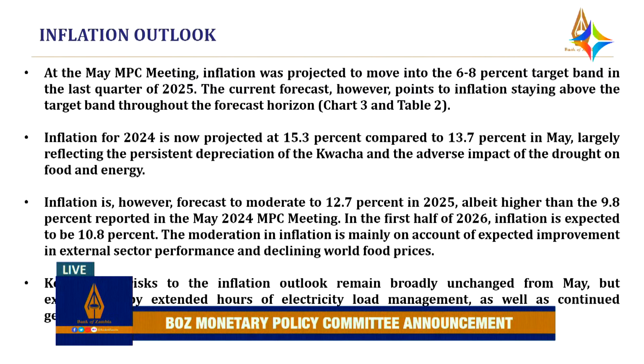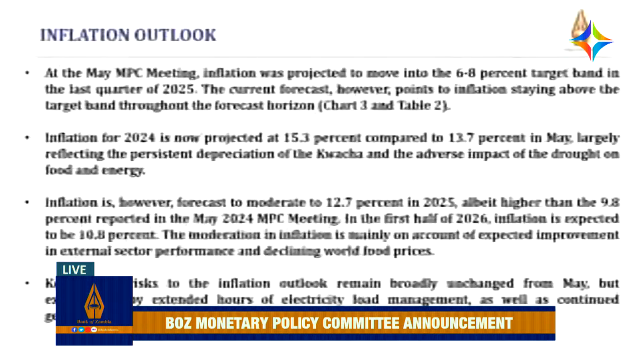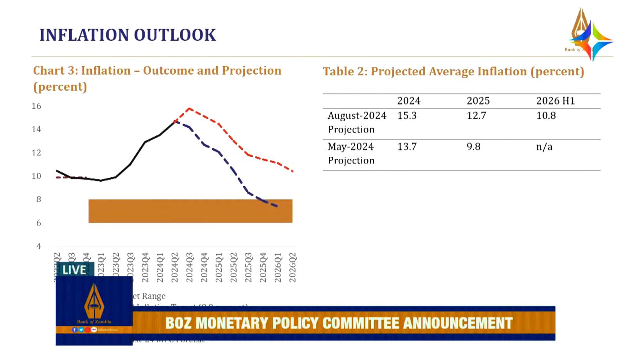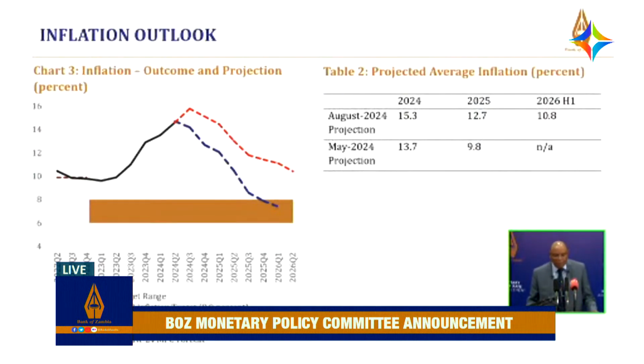What we note is that when we last met here in May, inflation was projected to move into the 6 to 8% target band. The red line is the projection that we are making at this meeting. Clearly understand too that this target band applies to the medium term, as we are moving towards that. So it's the same information but presented in absolute figures.